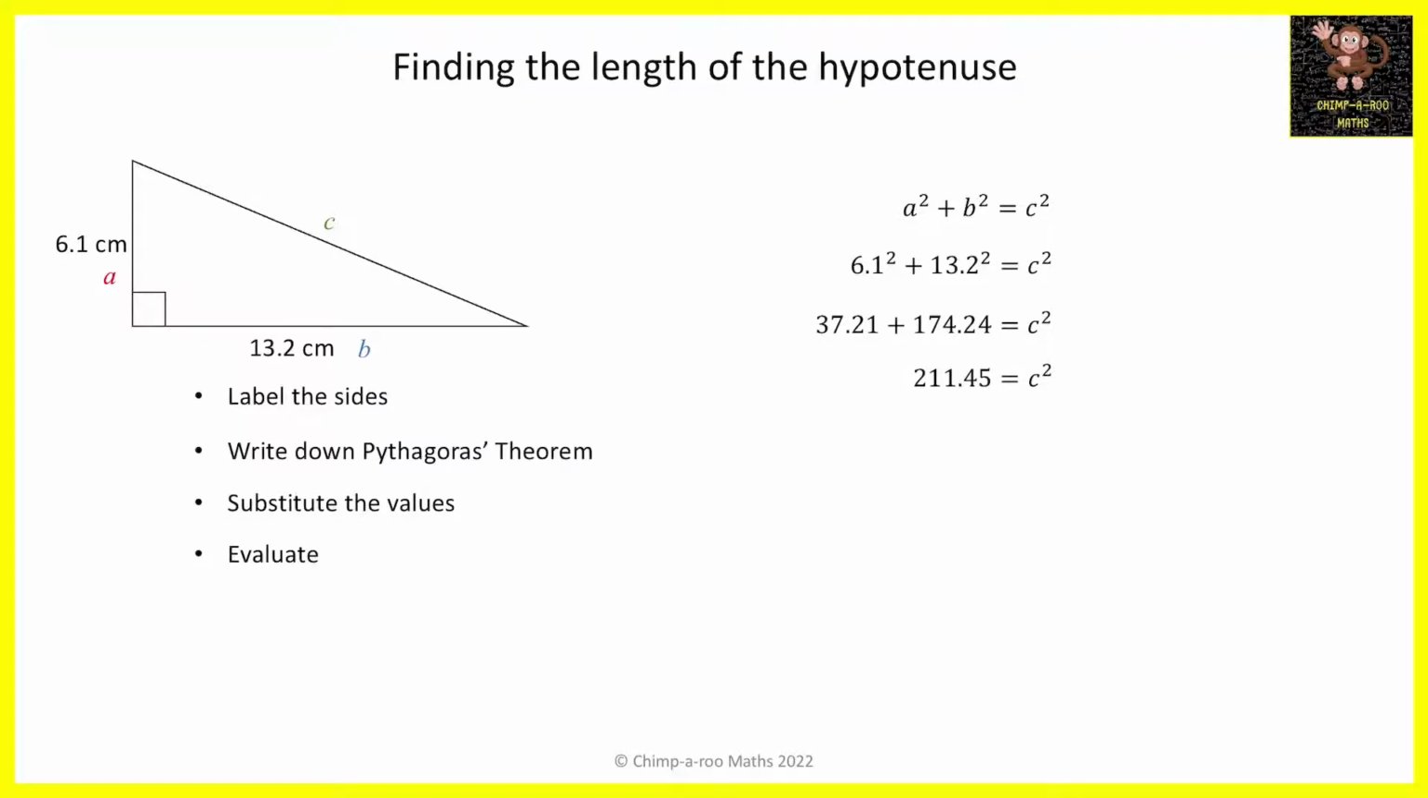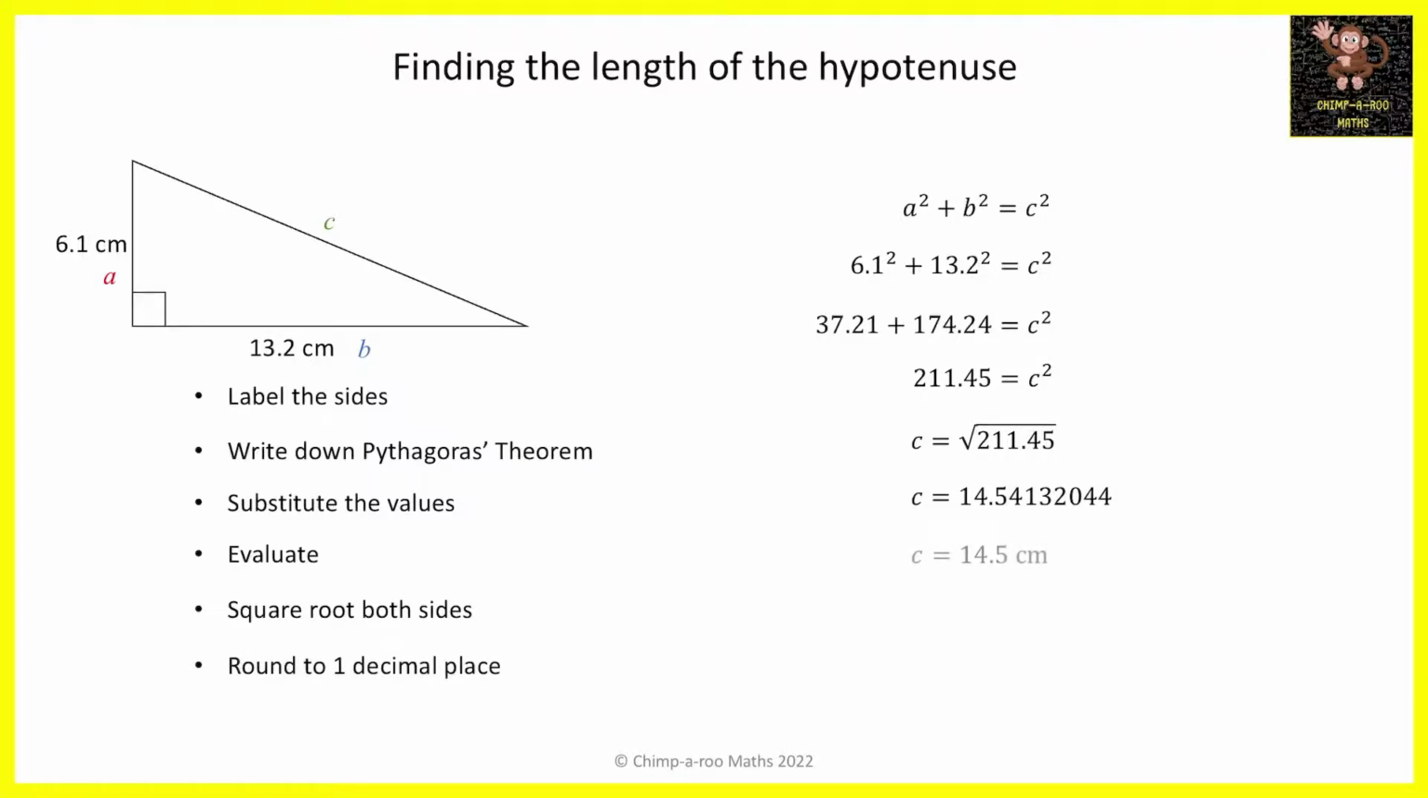Now to find the value of C, we've just got to square root both sides. So the square root of 211.45, which your calculator will give you this long number. We don't want to be using all those digits, so it's always good after you've written that down to round to a sensible degree of accuracy. Either 3 significant figures or 1 decimal place. In this case, that is the same thing, 14.5 centimetres. Don't forget your units. If the question is in inches, you put inches; if the question is in metres, you put metres. They must match up.